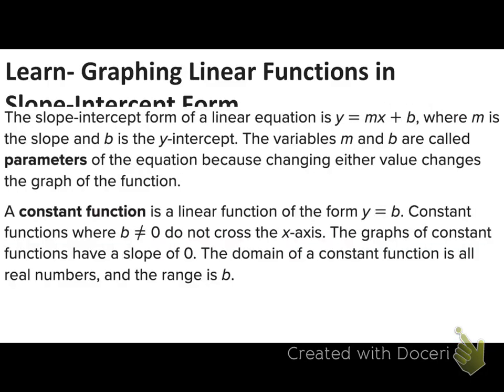The slope-intercept form of a linear equation is y equals mx plus b, where m is the slope and b is the y-intercept. The variables m and b are called parameters of the equation because changing either value changes the graph of the function. So if my b value changes, the graph is going to look different. If the m value, my slope, changes, the graph is going to look different from what it looked like previously. Everyone okay with that? That's why they're called parameters. If I change them, the look of the graph changes as well.